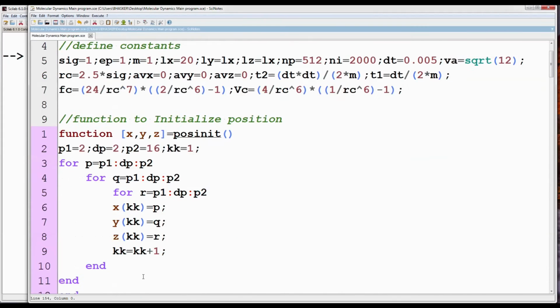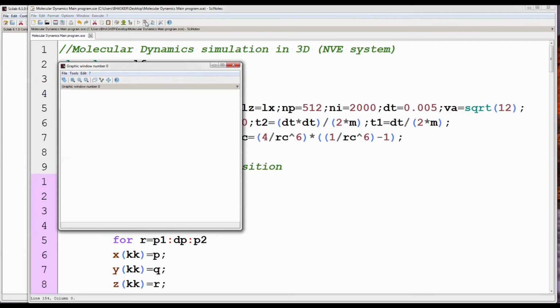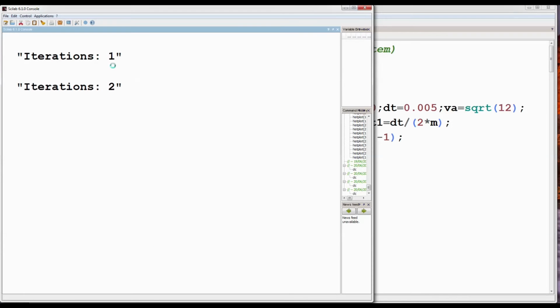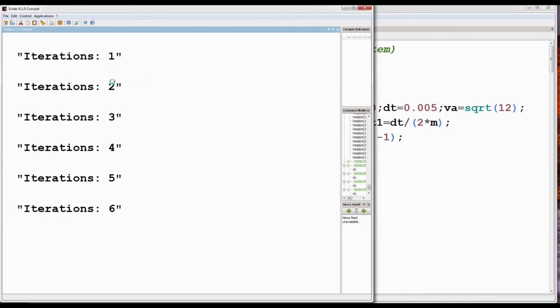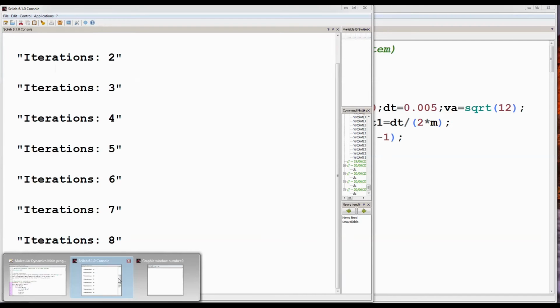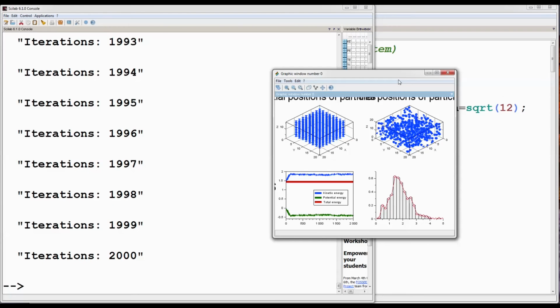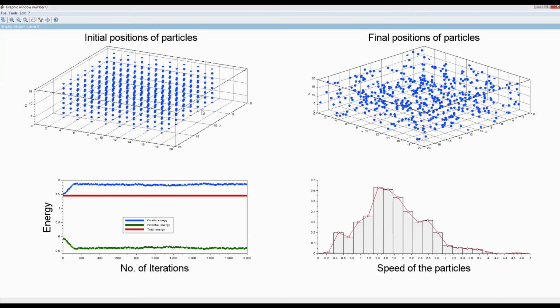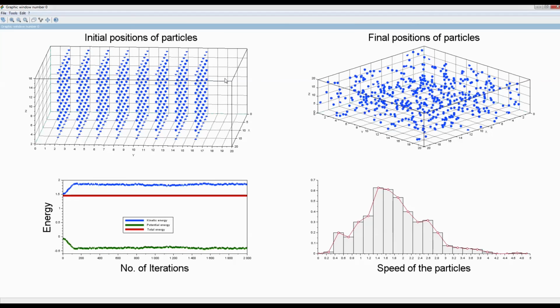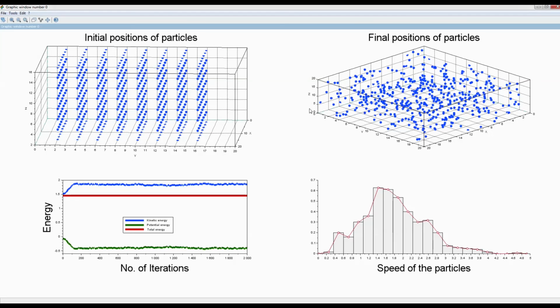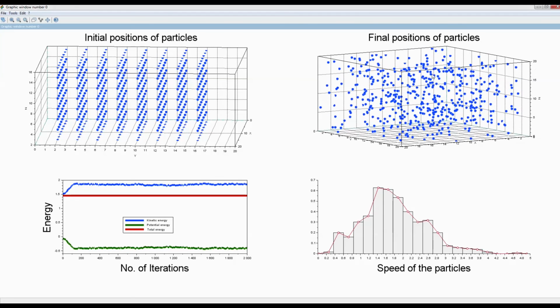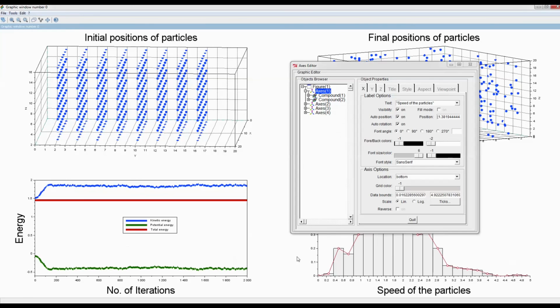Let's run this program. So as you can see, iterations 1, 2, 3, 4. It is going to take a lot of time and my PC took about 30-40 minutes to run this code. So we are skipping this simulation time and let's see the final result. So these are the initial positions of particles. Then these are the final positions of the particles.